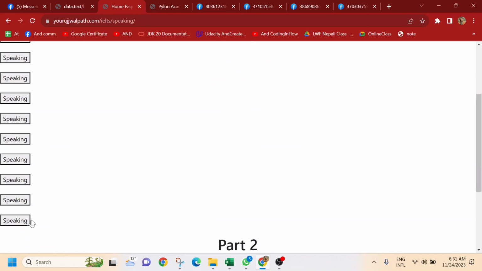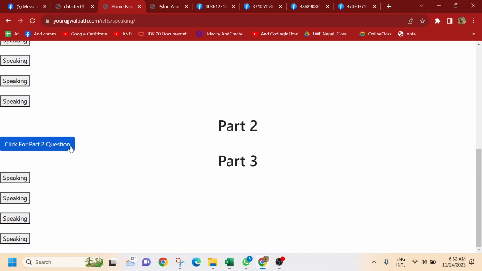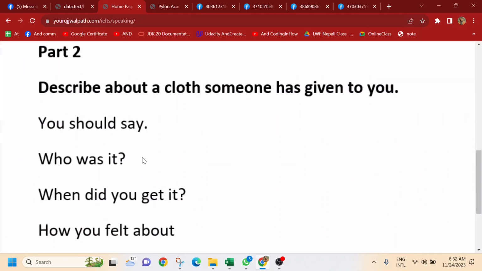After you complete this one, you can go to part 2. In part 2 you can click this. When you click this, the part 2 question will pop up. So let me click that. There is the question for part 2, and you can prepare for a minute. Once the minute has passed, the system will tell you to start speaking. When you start speaking, if it's 2 minutes, the time is also tracked. After 2 minutes, the system will say the time has finished. So it's a great tool for you to practice.